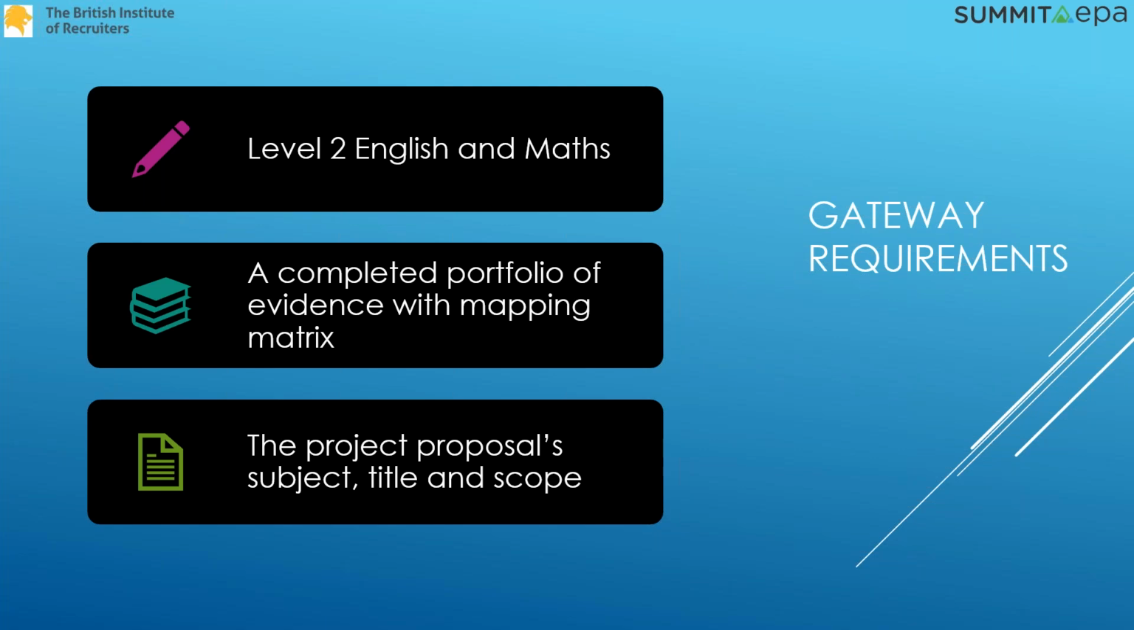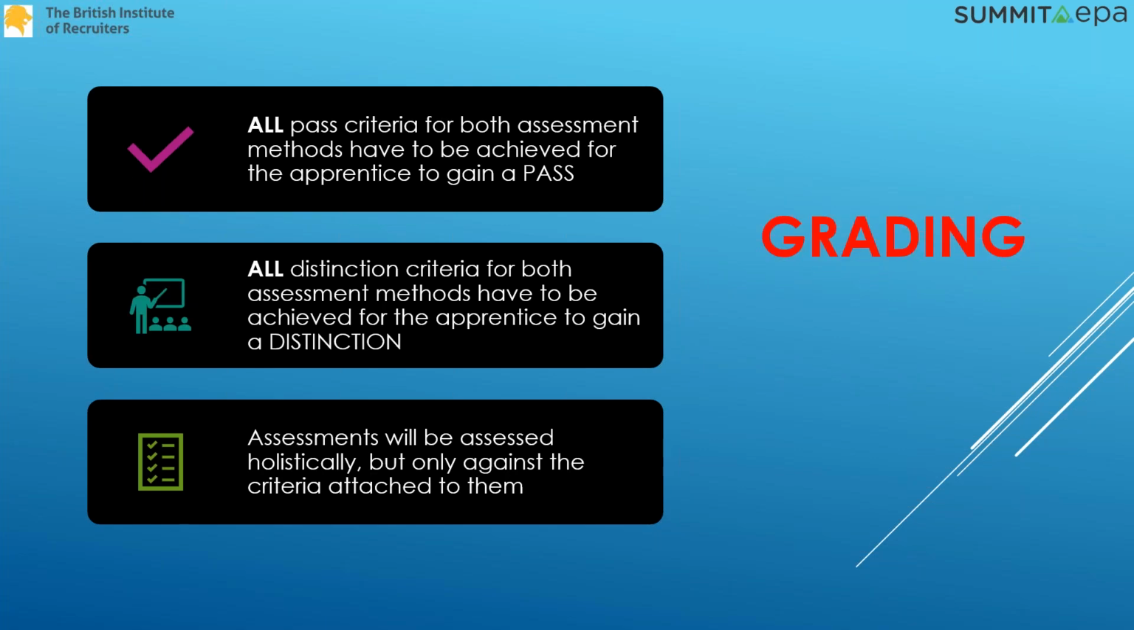The project is worked upon during the endpoint assessment period, and that is why the 5-month maximum time is given. The other radical change is that all pass criteria for both assessment methods have to be achieved if the apprenticeship is to gain a pass. All distinction criteria have to be met in order to gain a distinction. There aren't different weightings on different assessment methods where you add them all up and you get a grade. All have to be passed. So unfortunately, if a learner misses out on one pass criteria, that's a non-achiever.